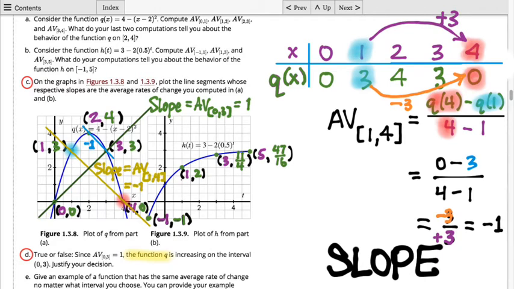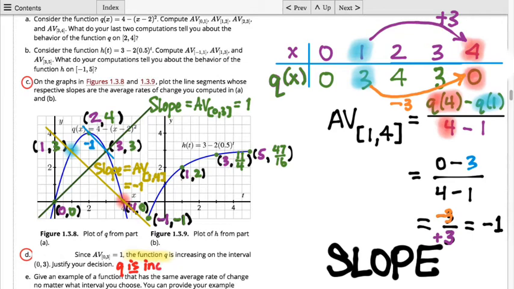And can we make this? Are there ways of sort of clarifying what we mean here? So, are there ways of making an accurate statement here about whether q is increasing on the interval from 0 to 3? Let's sort of write it out. So let's make the argument for true again.